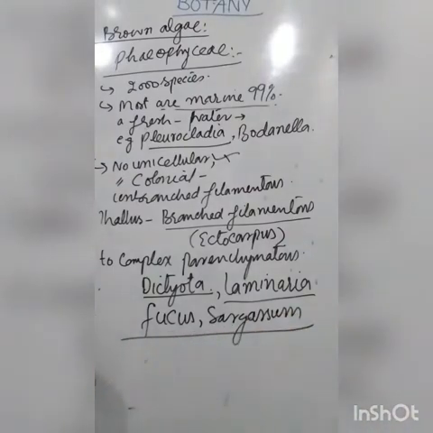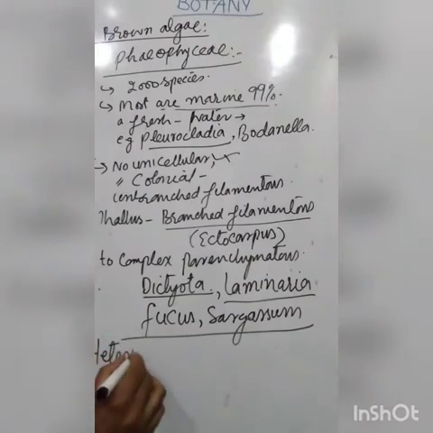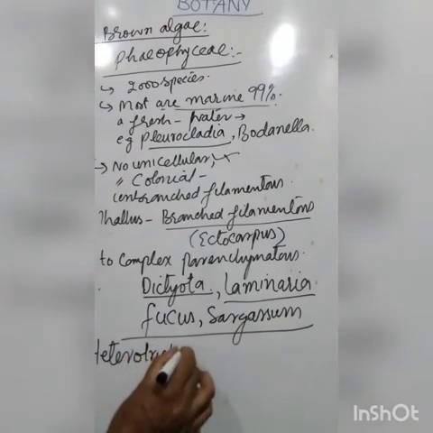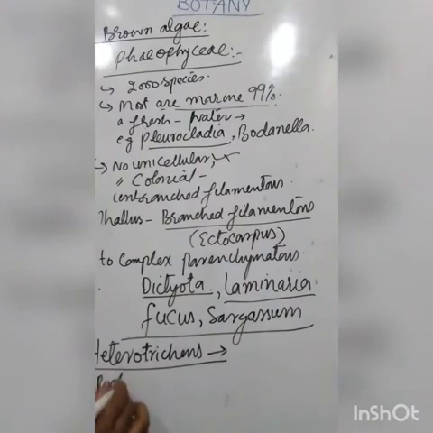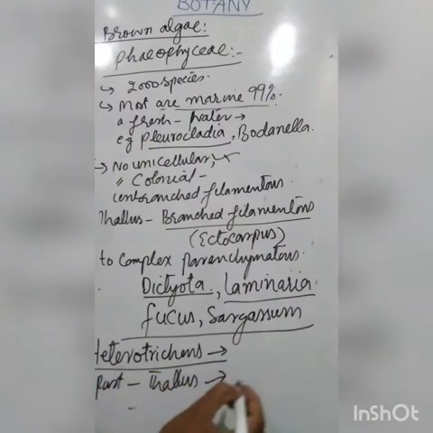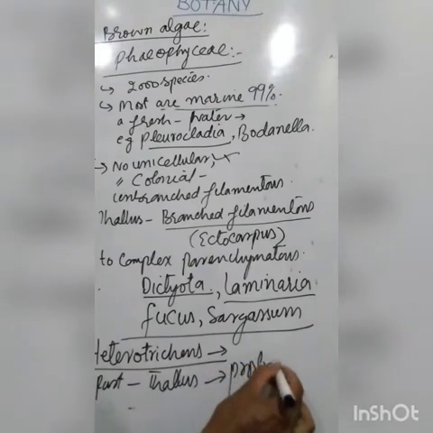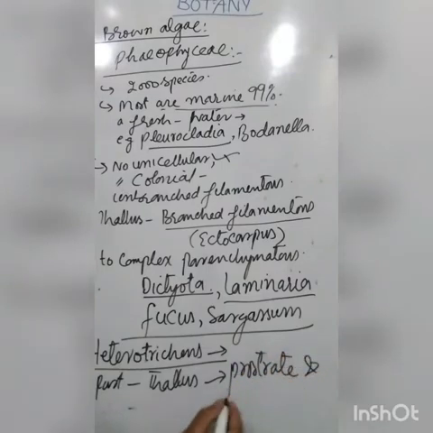Usually these are heterotrichous. That means part of the thallus is prostrate, growing parallel on the substratum, and some branches are erect. That is called heterotrichous.